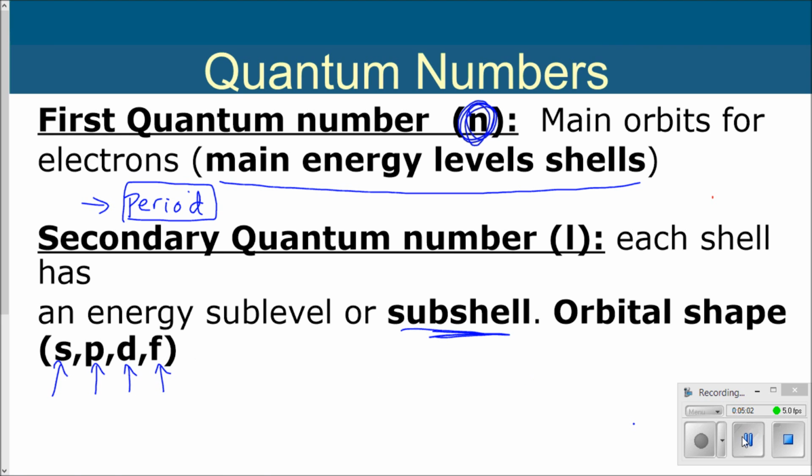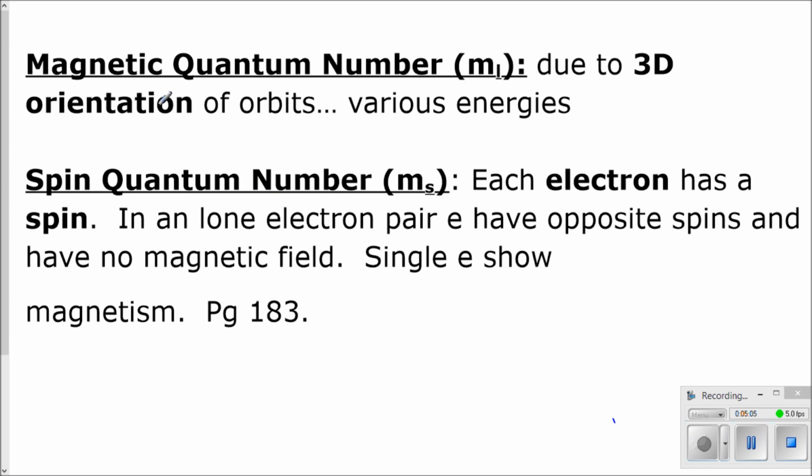Within that differently shaped orbital, we have the third quantum number, which is defined as the magnetic quantum number. This one's going to be confusing, and we won't be able to understand it until a little later, but it's due to the three-dimensional orientation of the orbitals. Within the orbital itself there are little sections where electrons can sit, and they have various energies depending on where they are within a magnetic field. I know that's probably confusing.